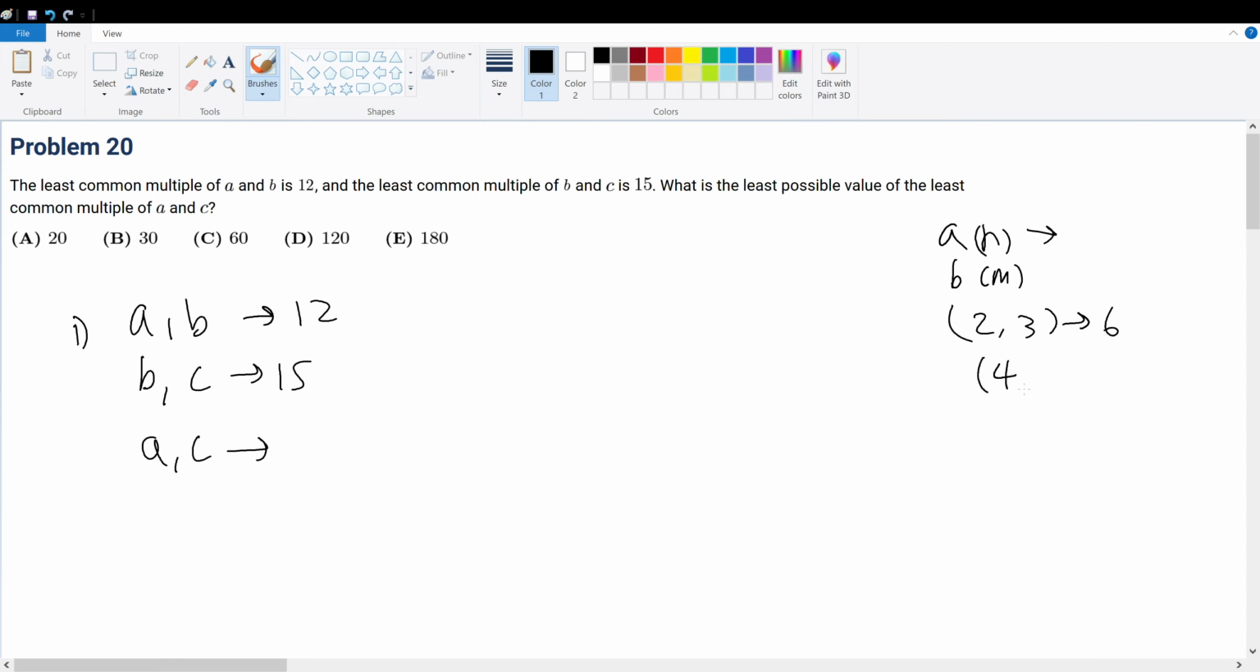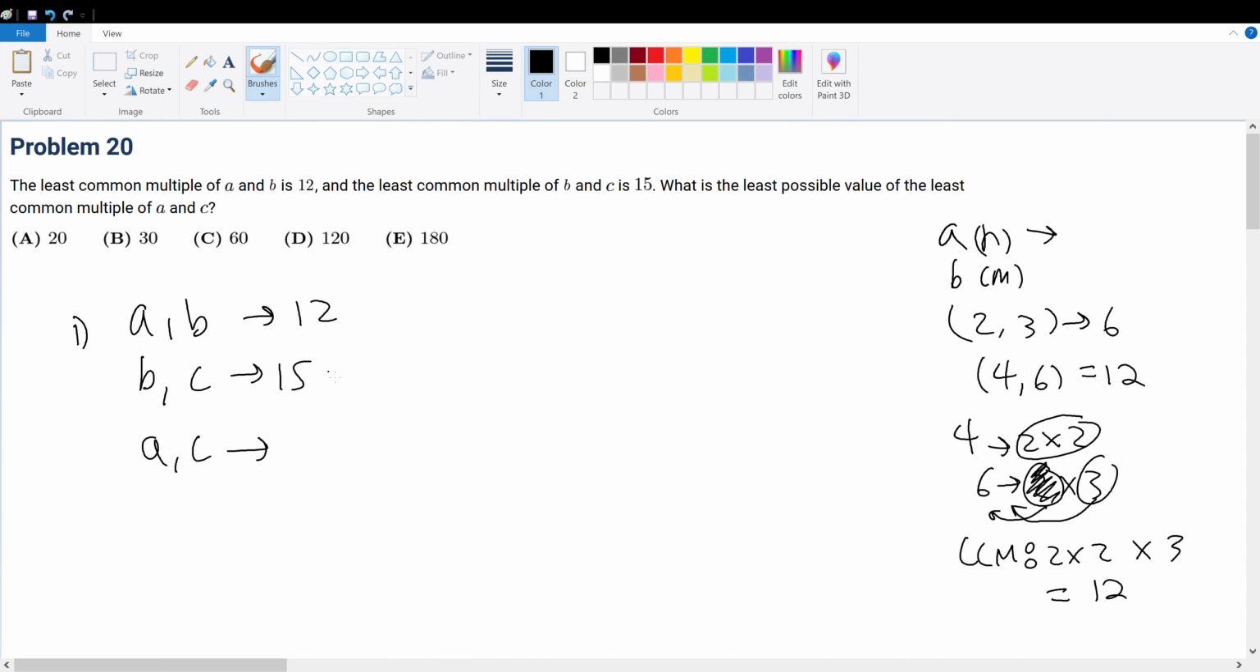But how about 4 and 6? Let's say we have 4 and 6. Well, 4 is 2 times 2, and 6 is 2 times 3. The least common multiple must contain factors of both 4 and 6. So 4 must have two 2's to create it, so the least common multiple must have two 2's. But then the two 2's include the one 2 that's necessary to form 6, so we don't include three 2's, but we need a 3 to include 6. So we multiply this by 3. So 4 times 3 is equal to 12. So the least common multiple of 4 and 6 is 12.